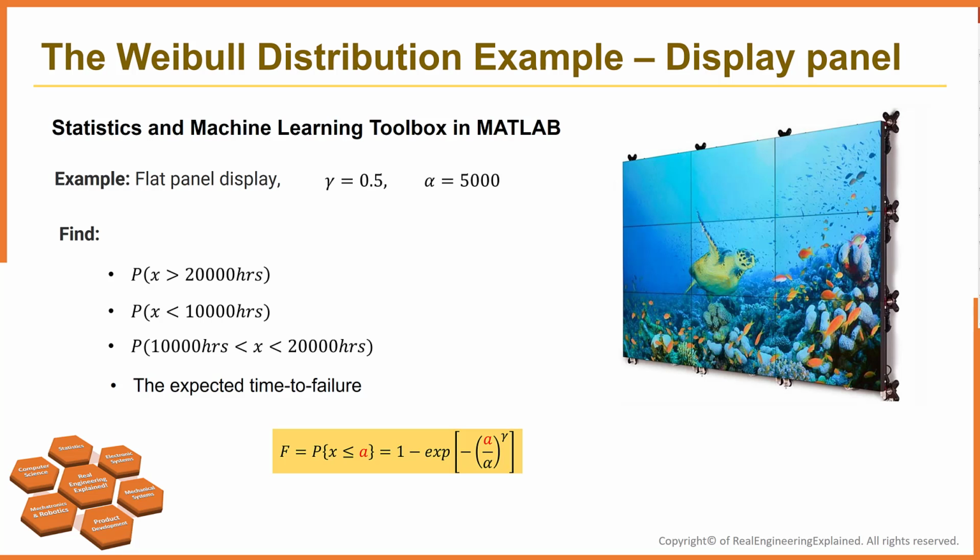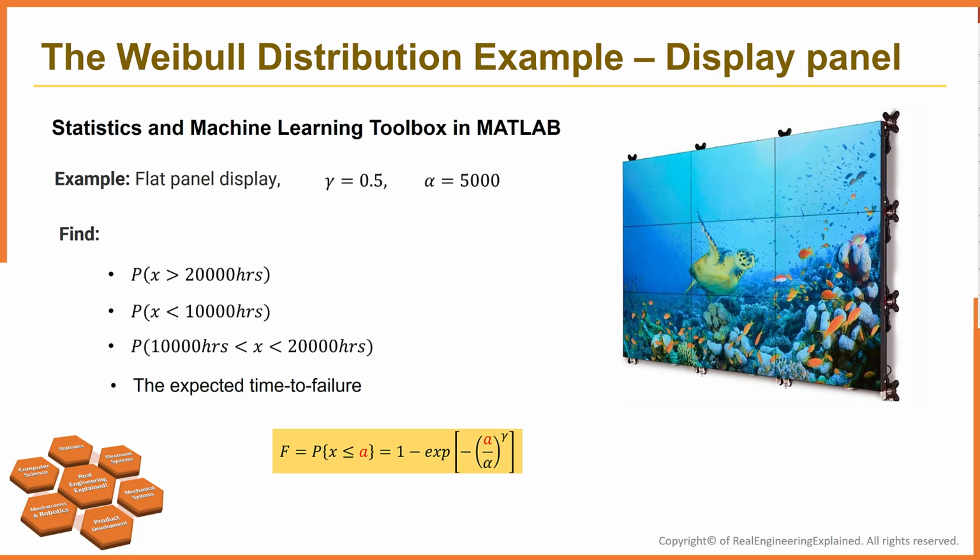Let's look at display panel lifetime calculation by Weibull distribution. The time to failure for an electronic component used in a flat panel display unit is satisfactorily modeled by a Weibull distribution with shape parameter 0.5 and a scale parameter 5000. Find the fraction of components that are expected to survive beyond 20,000 hours. Also find the fraction of components that are expected to survive below 10,000 hours. We also need to find the fraction of components that are expected to survive between 10,000 and 20,000 hours. And finally, find the expected time to failure.